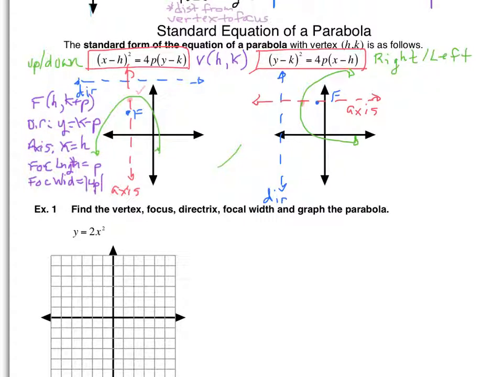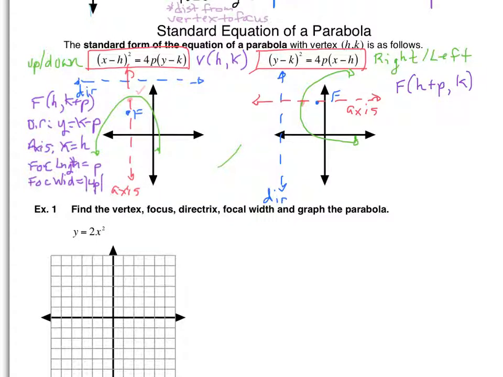And that's just an example. Again, it's pulled everything out of a hat. And then your following formulas, if you care to memorize them, I don't, but here they are for you, are slightly changed. So your focus for the right-left would be h plus p, comma k.